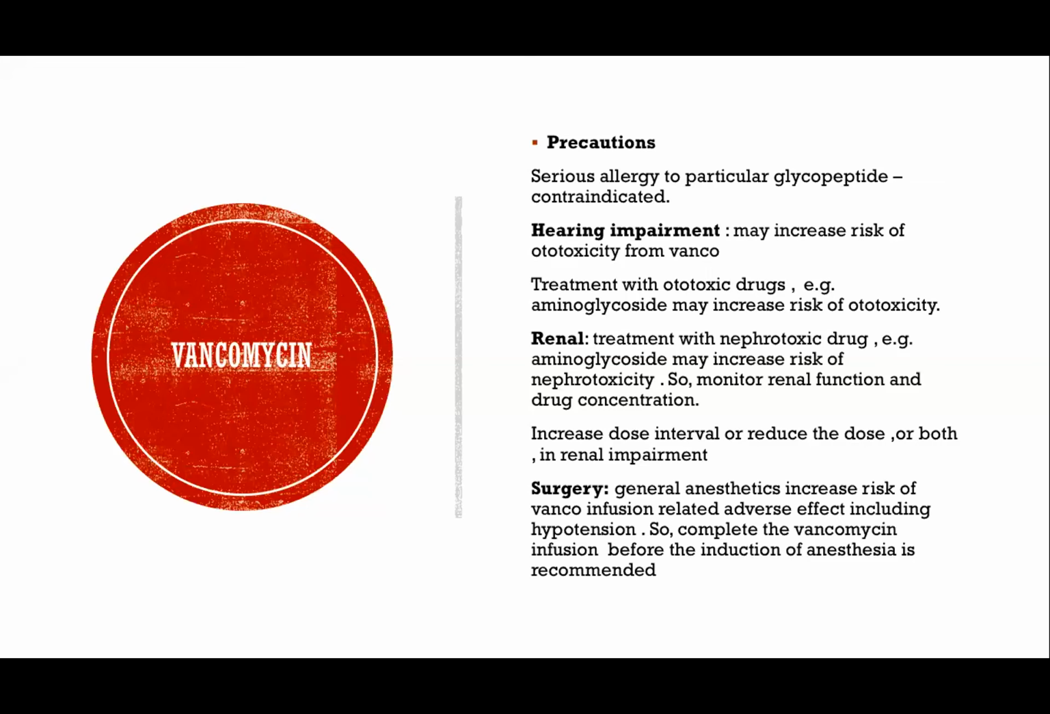In renal impairment, treatment with nephrotoxic drugs, such as what we commonly see, an aminoglycoside with vancomycin, may increase the risk. And as we say, we have to monitor the renal function and drug concentration. So it is very important to follow the concentration of the vancomycin and do the TDM of this kind of medication.